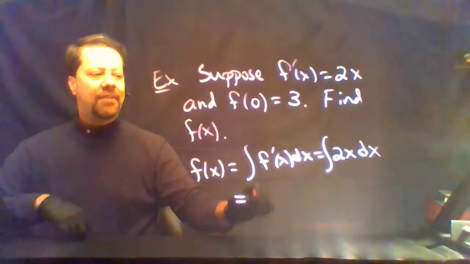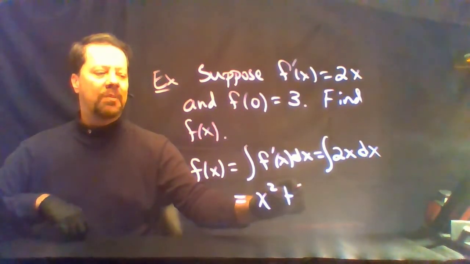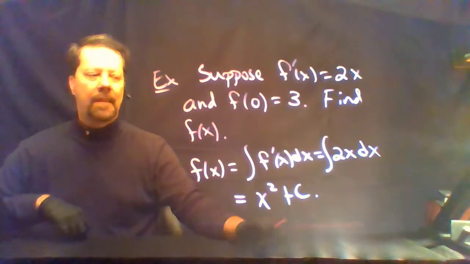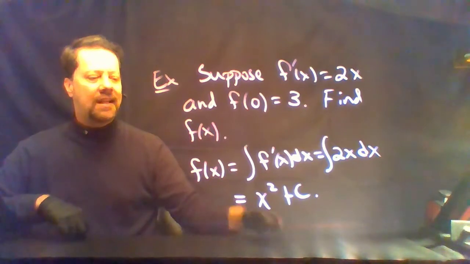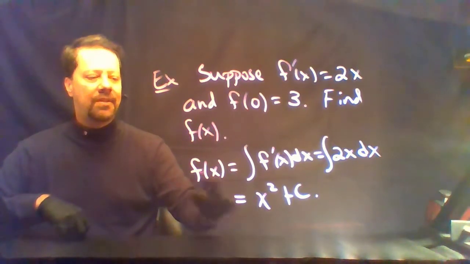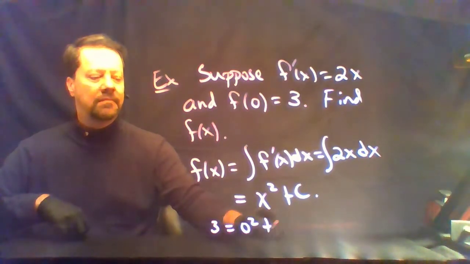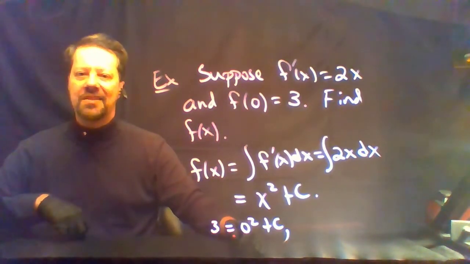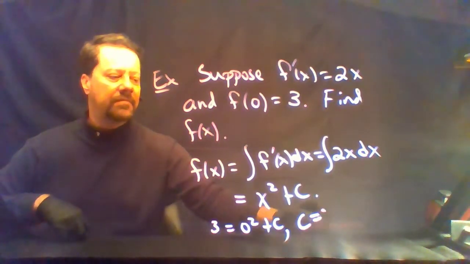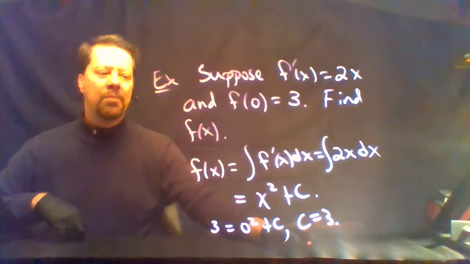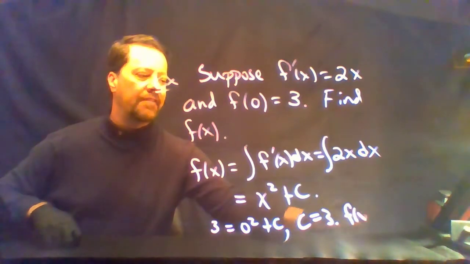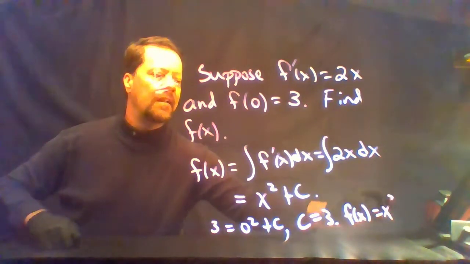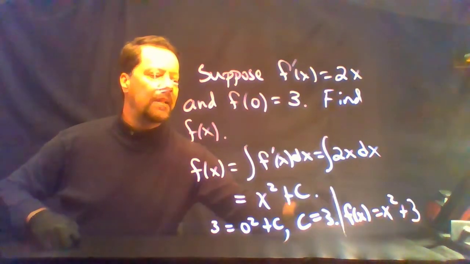Which we now know to be x squared plus a constant. The point of this initial condition is to tell us that when x is equal to 0, y is 3. And that tells us what the constant of integration is. Putting this together with this representation of f here, we deduce that f of x is x squared plus 3.